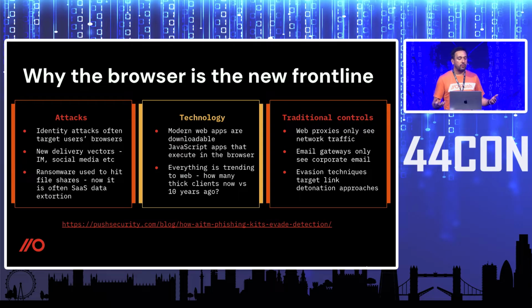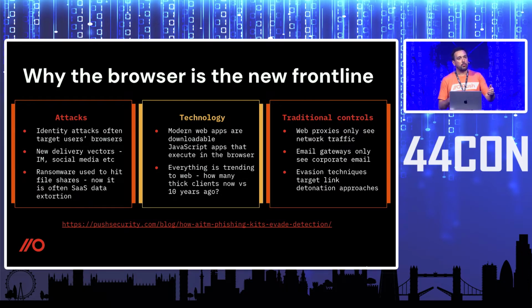Whereas now we have new delivery vectors. It might not come via corporate email, it might come via personal email, it might come via Slack or Teams or LinkedIn or X or whatever the case is. There's lots of different delivery vectors. And maybe the connection's not going via a proxy. We've got remote workers moving all over the place. Maybe they're not all getting routed through one central proxy. If you look even back, ransomware used to hit file shares.